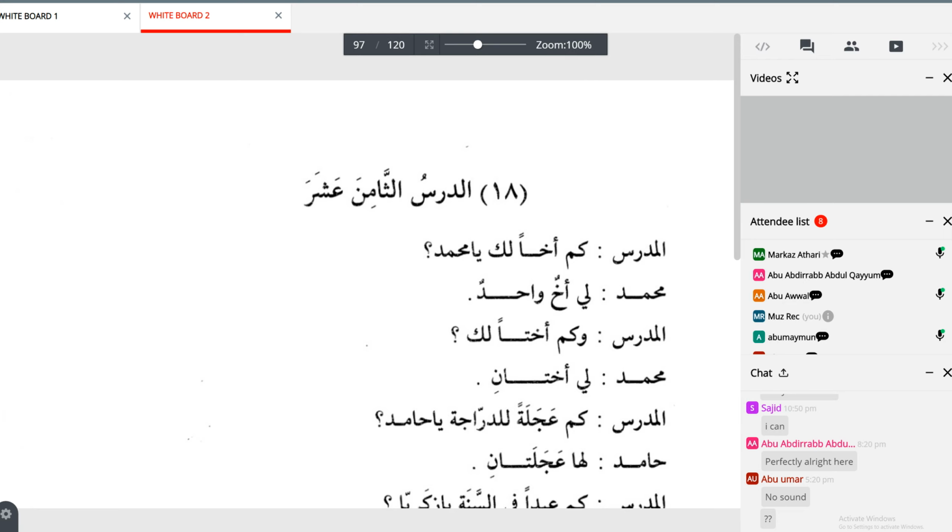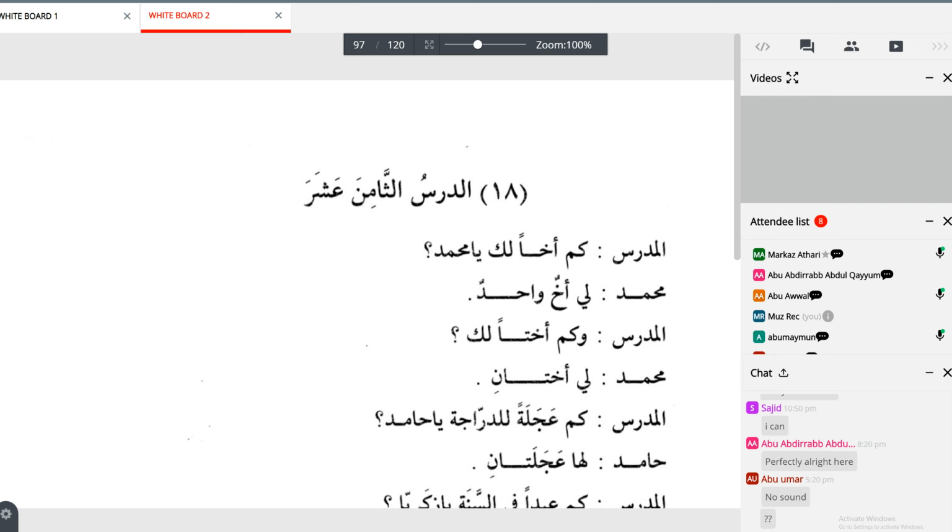Let me get my pen. This is, I think, the pencil tool. Yes. Kam, if you're going to translate it, means how much or how many. And what we notice is that after kam, you have a noun.